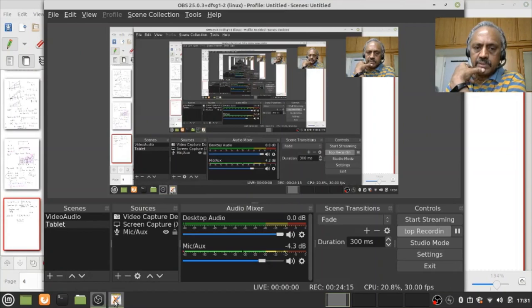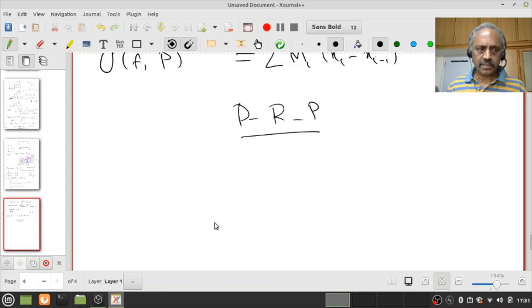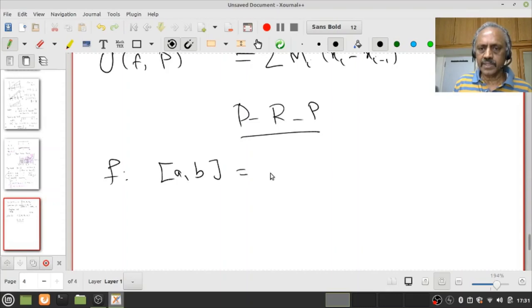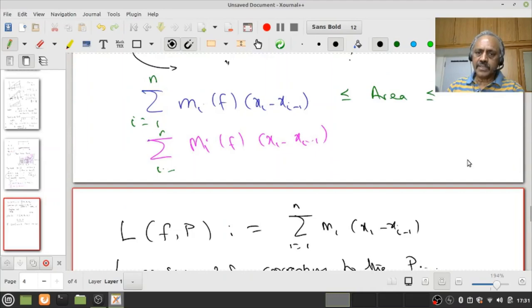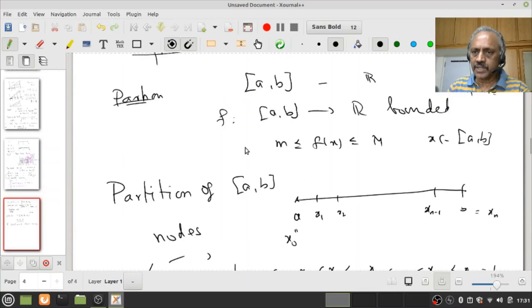Now let's look at some easy examples to have an idea of upper sums and lower sums. The easiest case, of course, is f a constant function, let us say f of x equal to c for all x in [a, b]. Notice that when I want to define upper sum and lower sum, I do not have any restriction about the function. The function is bounded, it may take negative values or positive values.